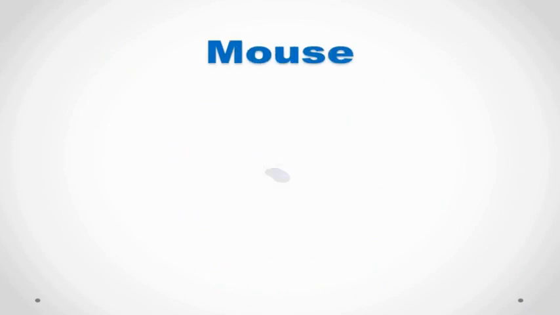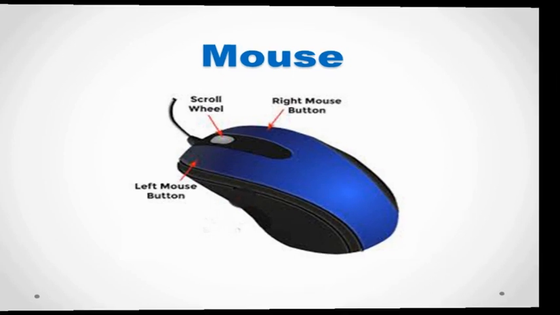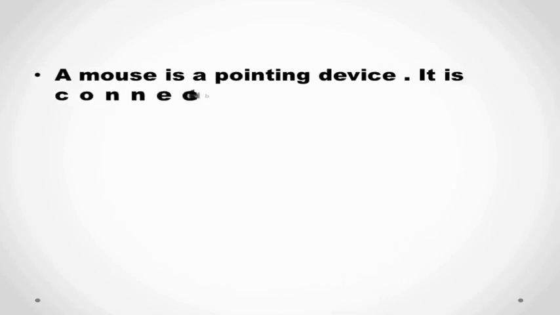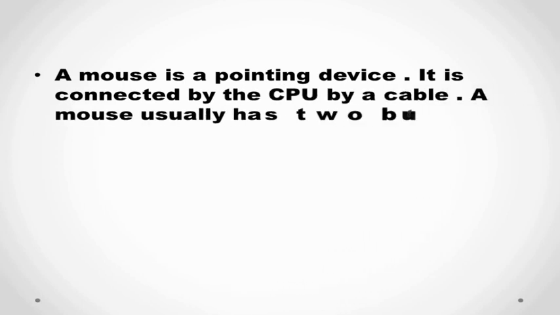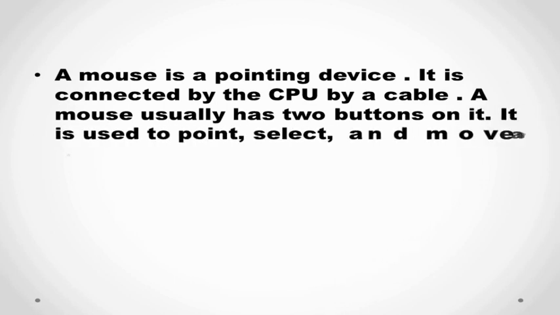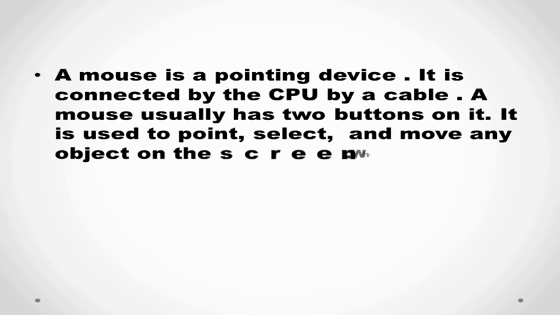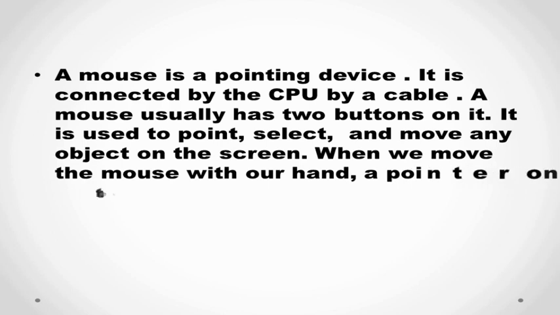Now this is mouse. Mouse has two buttons and one scroll wheel. This is left mouse button, that is right mouse button, and one scroll wheel in the center. A mouse is a pointing device. It is connected to the CPU by a cable. A mouse usually has two buttons on it. It is used to point, select and move any object on the screen.